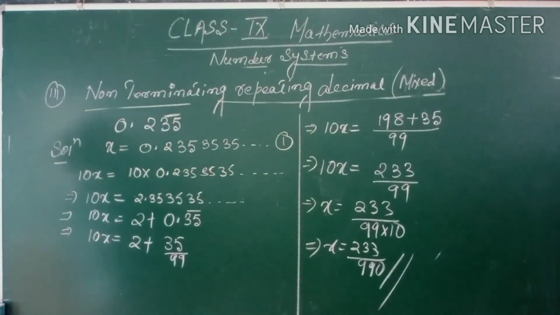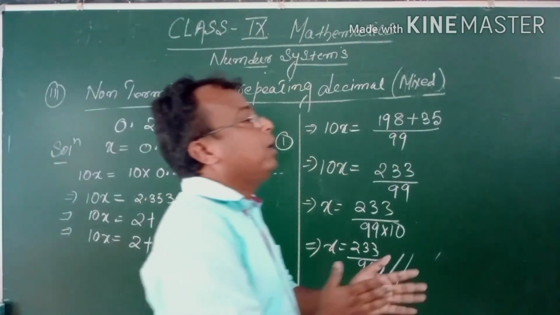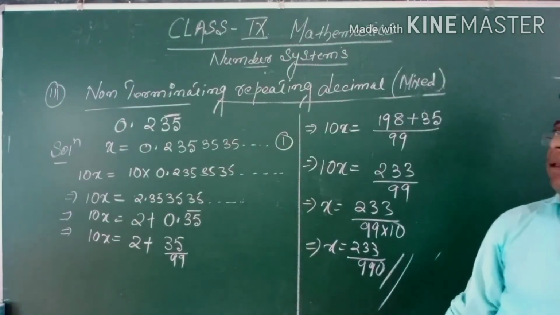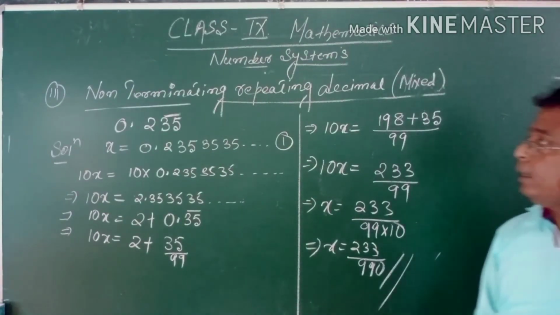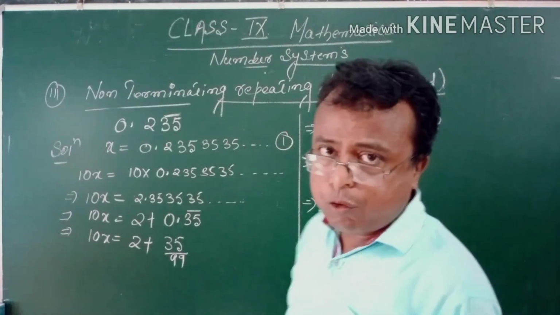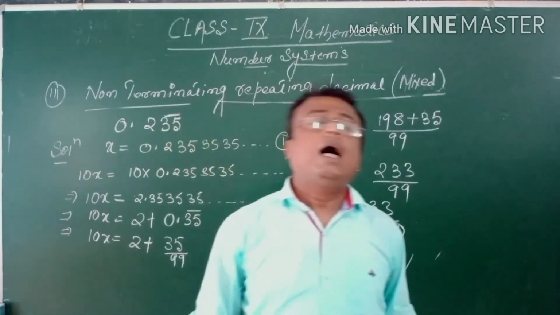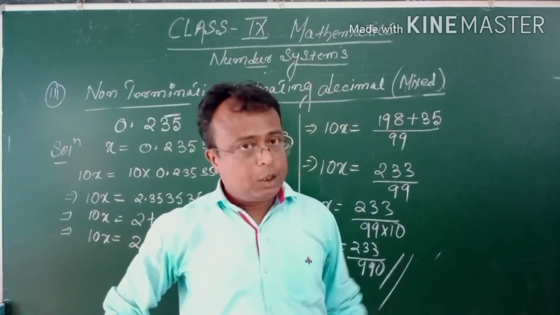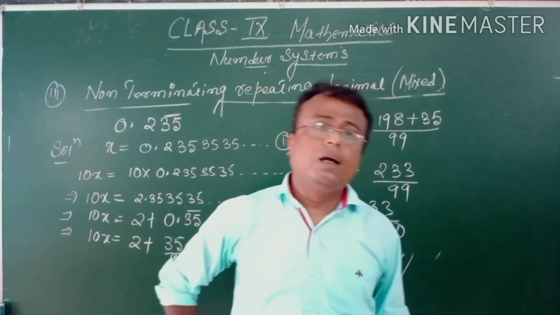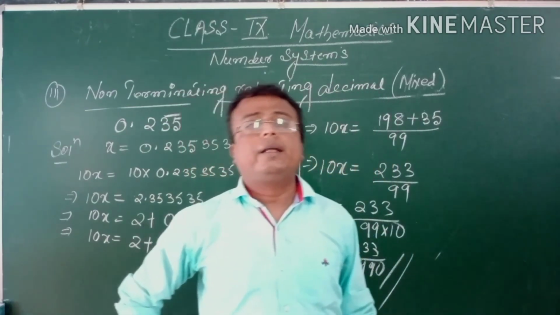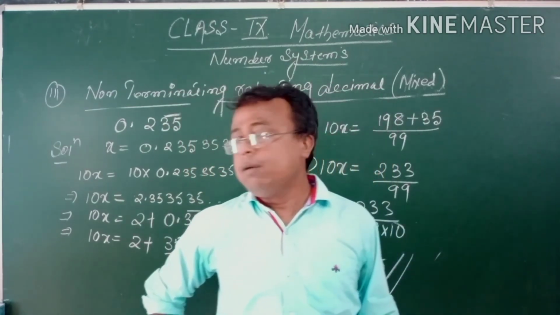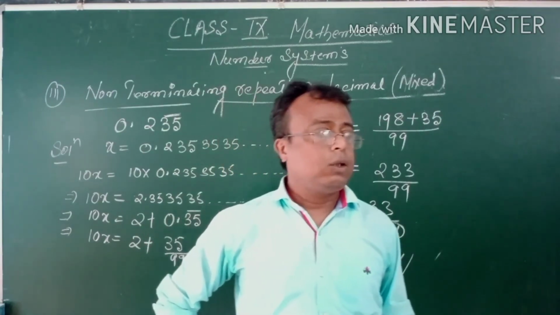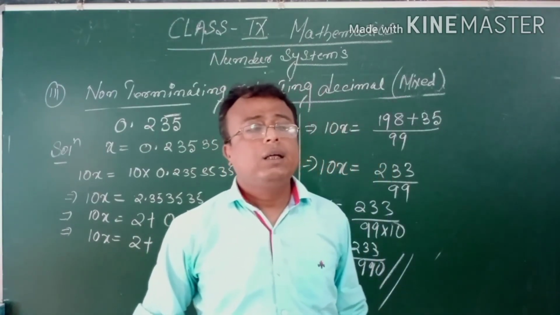So now it is converted into P by Q form. Just now we learned how to convert a non-terminating repeating decimal in P by Q form. One is pure form, another one is mixed form. And also we learned how to convert a terminating decimal in P by Q form. So that topic is very much important.